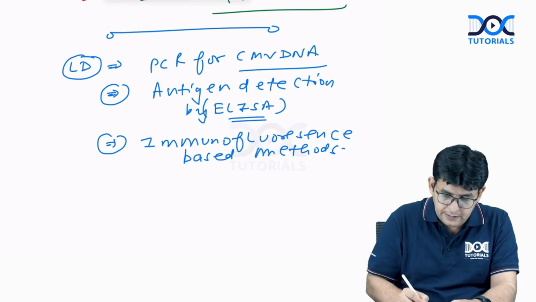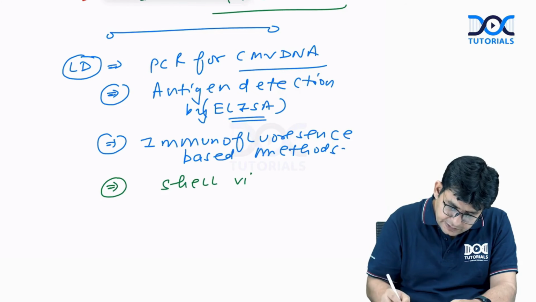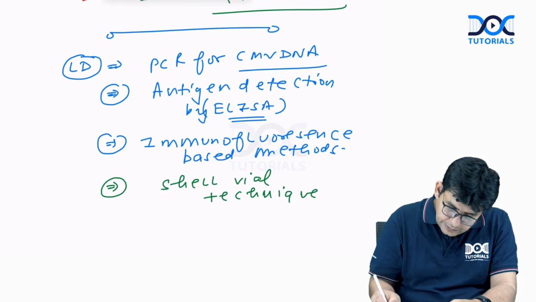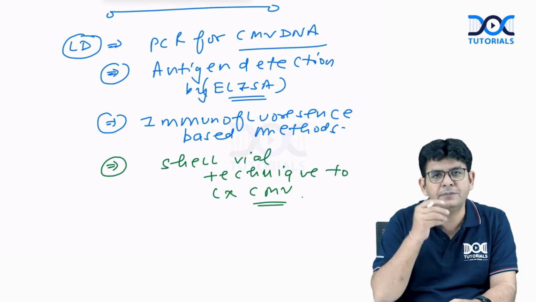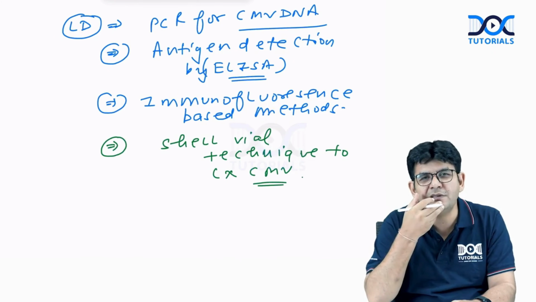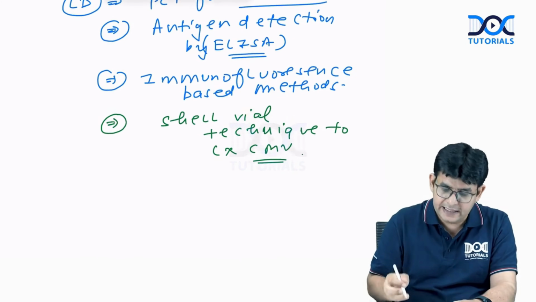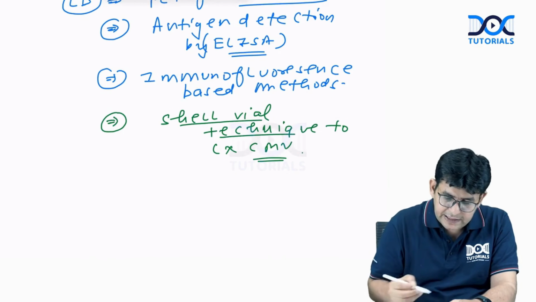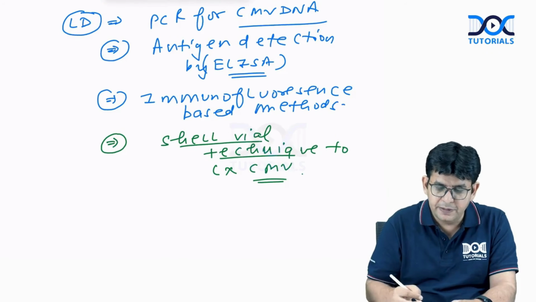Then a special method, shell vial technique, to culture the cytomegalovirus can also be used. They are slow viruses, meaning they grow very slowly. So for them, a special technique is used to culture them, the shell vial technique. This is also another thing to be remembered regarding cytomegalovirus.